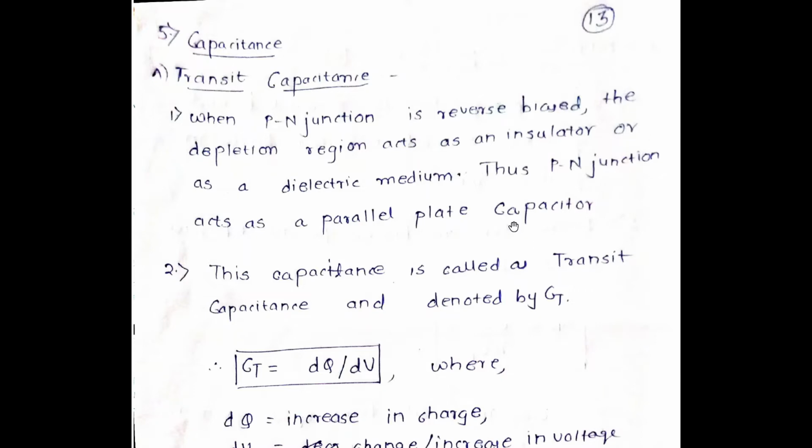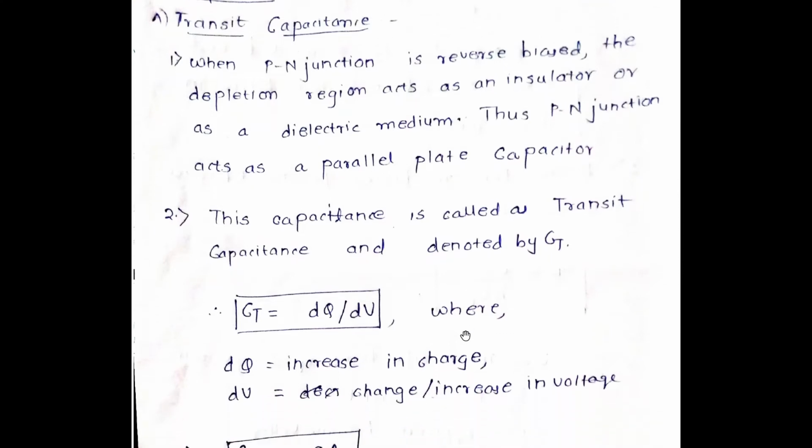That is very important. So what do we mean by transit capacitance? It means that when your PN junction is reverse biased, the depletion region acts like an insulator or a dielectric medium, and that PN junction is called a parallel plate capacitor. So always remember, a transit capacitance is formed when the PN junction is reverse biased.